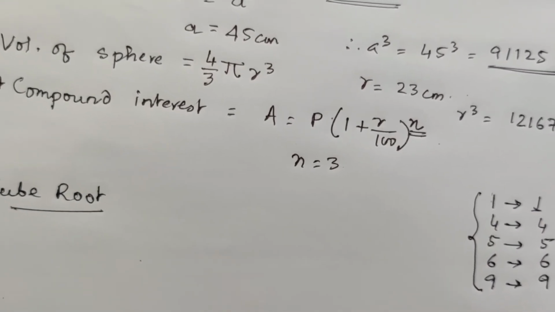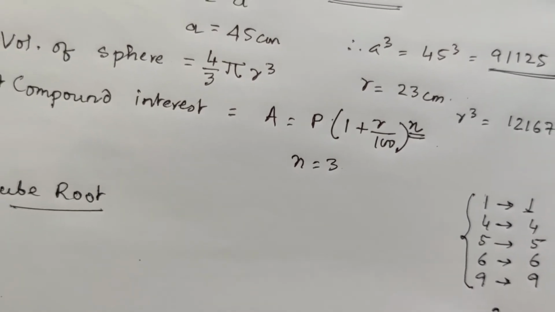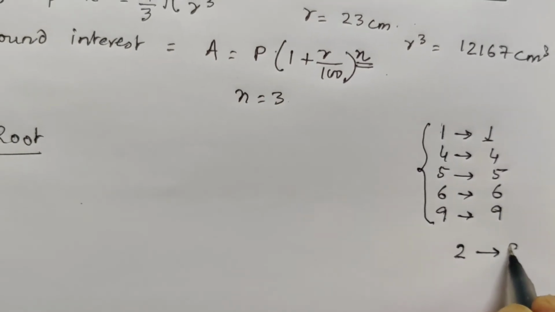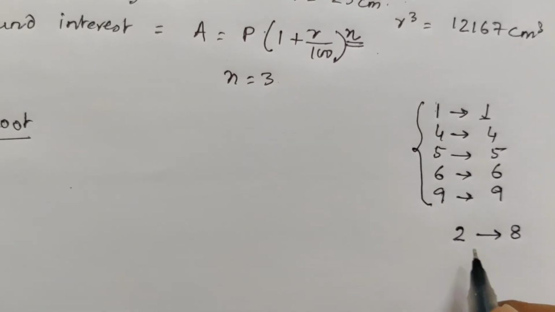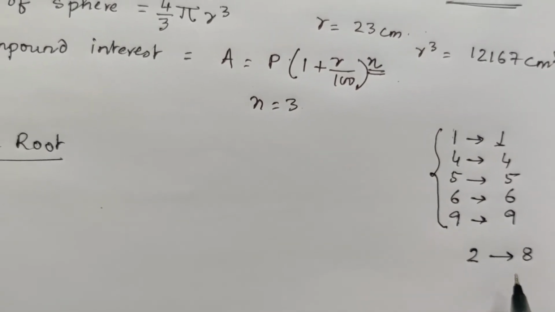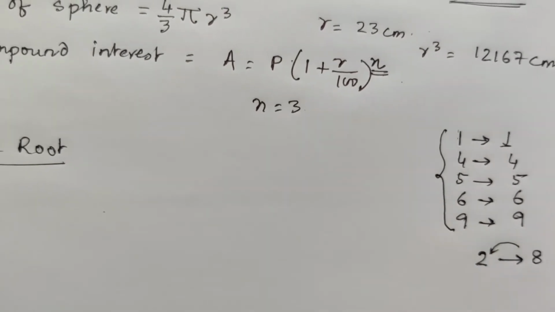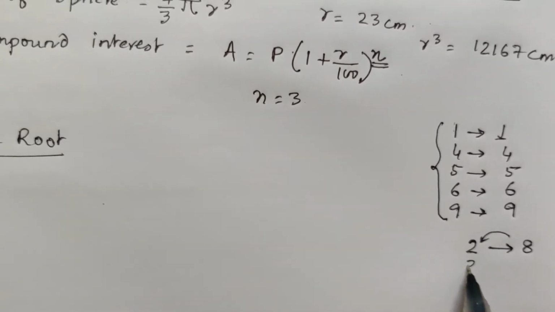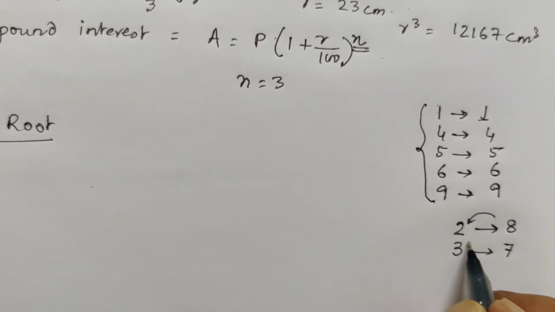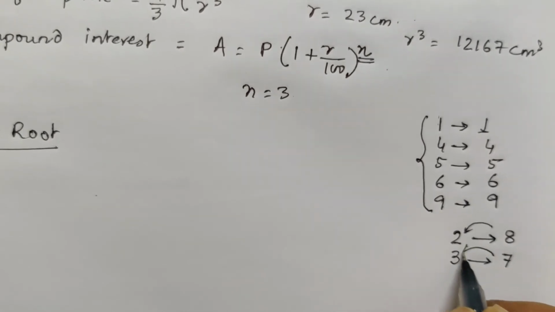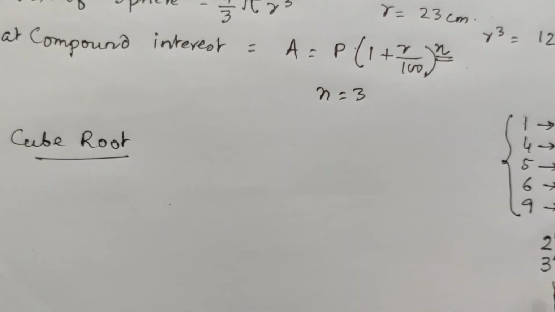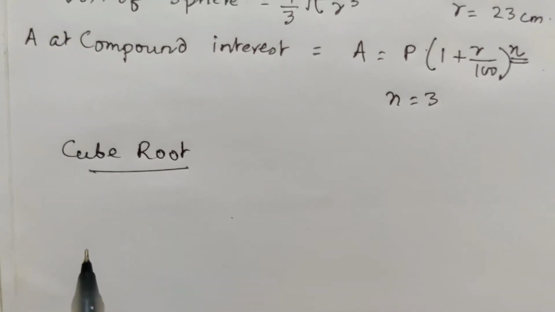They do not change. The changes are only in 2 and 3. Now if the last digit is 2, then the answer's last digit is 8, and vice versa. If our last digit is 8, then the answer's last digit is 2. Similarly, if the last digit is 3, then our answer's last digit is 7, and again vice versa. If the last digit of the question is 7, then the answer's last digit is 3. So let's do some of them, then we can show you.